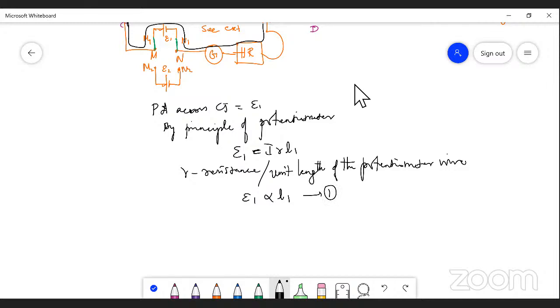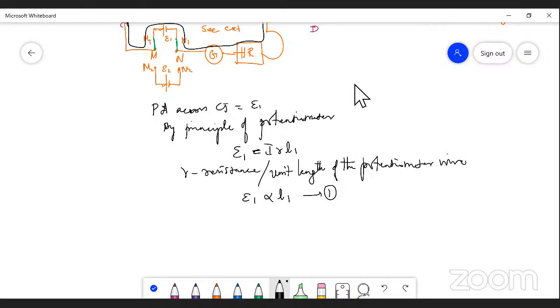Now, what we have to do is remove the key from the terminals M1 and N1, and then put it over the terminals M2, N2, so that the cell of EMF E2 will be included in the secondary circuit. E1 will be excluded.